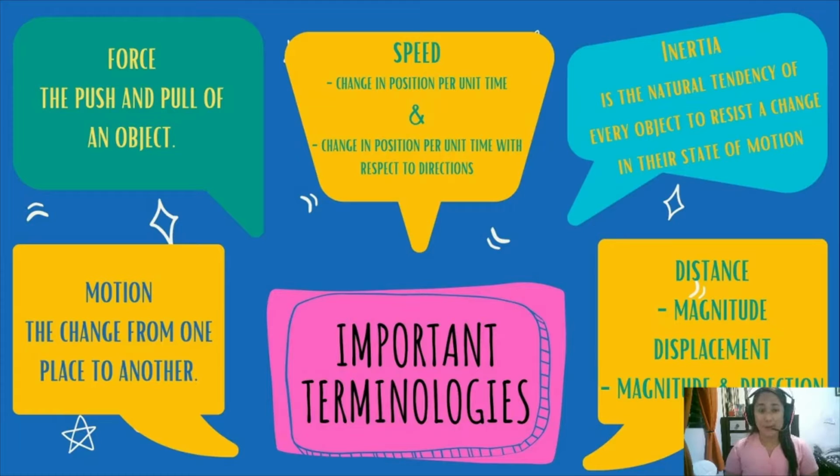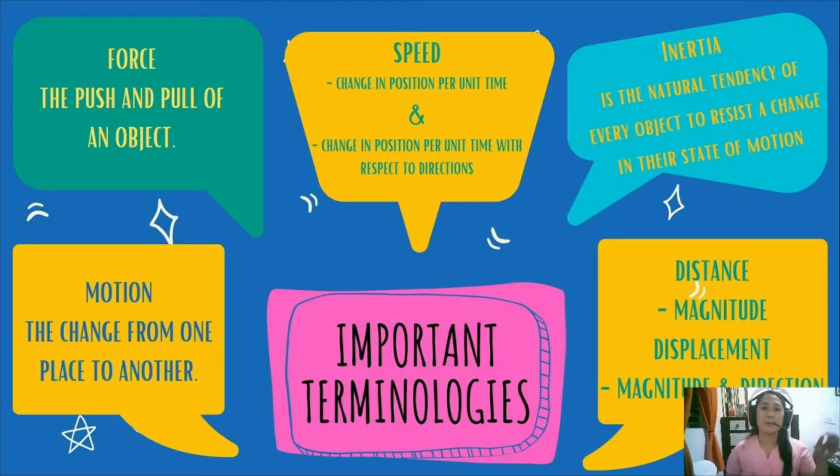When we say force, that is the push or the pull of an object. It causes an object to move, to stop, or to change in direction. Also, we discussed motion. When we say motion, that is the change from one place to another. The third one is speed and velocity. Speed refers to the change in position per unit time. Velocity is a change in position per unit time with respect to direction.